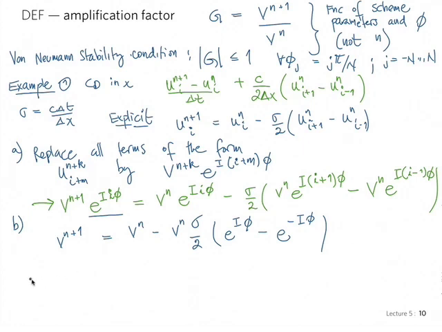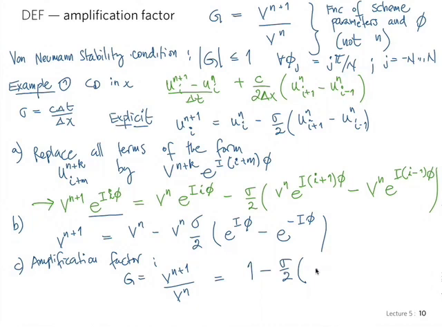Okay. So now we can find the amplification factor. You see that G, which is equal to v^(n+1) over v^n, we can obtain by dividing over by v^n, and we have 1 minus sigma over 2 times, well, this we can express in terms of transcendentals now, so that's just 2I sine phi. And the halves go away, so it's 1 minus I sigma sine phi. Do I have the sigma? Yes. 1 minus I sigma sine phi. There we are.